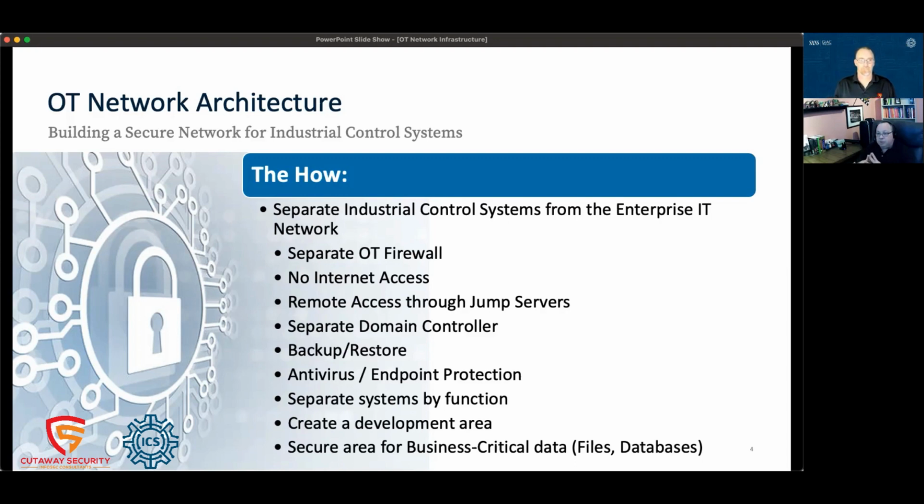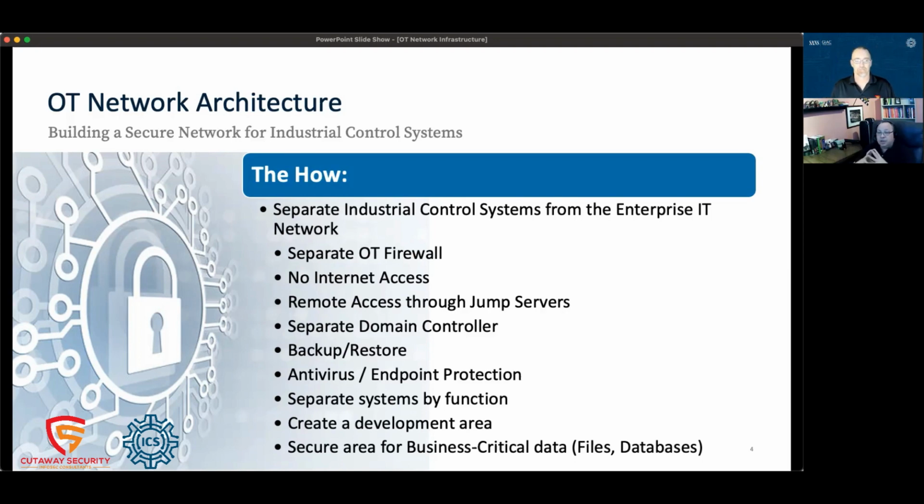We need a separate OT firewall. We cannot have any internet access on it. Remember, a lot of the attacks just start with being able to get to the stuff. We want to use remote access through jump servers. So if you're sitting at your desk on your corporate laptop, you could still access remotely, but we're going to go through a secure series of servers. We want a separate domain controller. We do not want to be tied into the IT network domain controller. Why? Well, the biggest reason right there is if the IT domain controller were ever compromised, now your OT network is compromised as well.